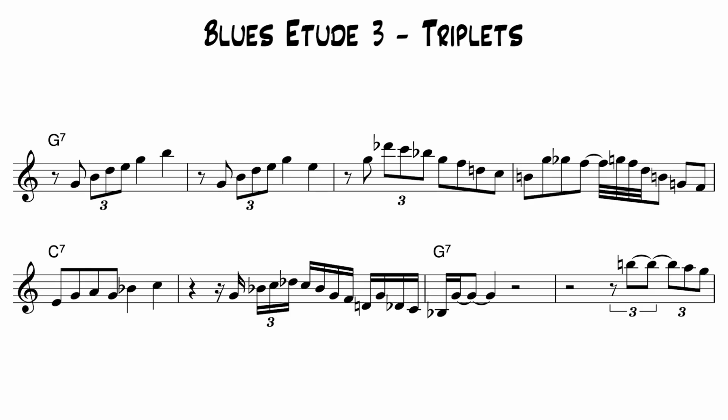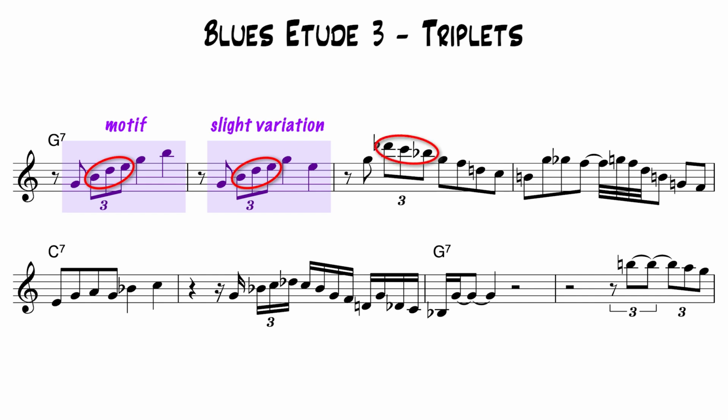So check it out, triplets galore. First measure, we got a triplet and a nice motif. Second measure, we got the same triplet and the same motif with a slight variation. Third measure, we got another triplet going down the blues scale. And then we stray away from it a bit because we don't want to spam these triplets.